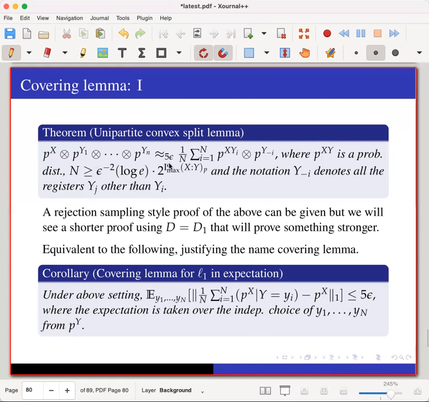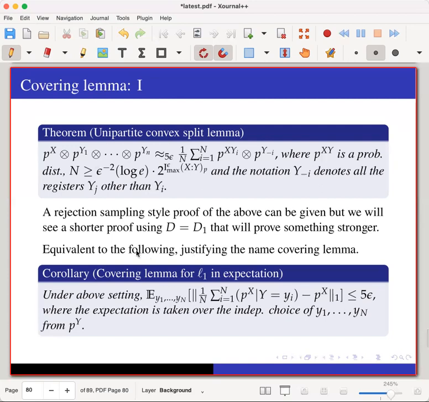It turns out you can give a rejection sampling style proof of the above, a more sophisticated rejection sampling, but we'll see a shorter proof, which is actually the proof in the convex split paper. The proof will use the Renyi-1 divergence, or the Shannon relative entropy, in a very non-trivial way. And it will in fact prove something stronger: the relative entropy between these two probability distributions is less than epsilon square, which by Pinsker will mean that the L1 distance is less than epsilon.